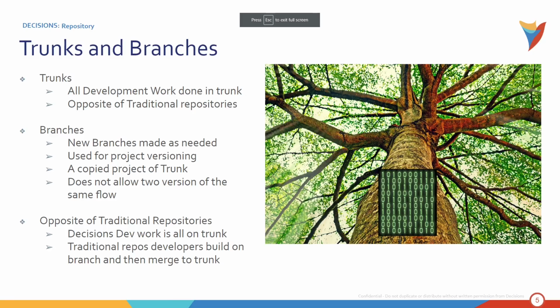So trunks and branches are handled differently in Decisions than in traditional repositories. In traditional repositories, you can all have different versions of the same flow, or the same object you can work on, just on different branches. In Decisions, that's not the case.